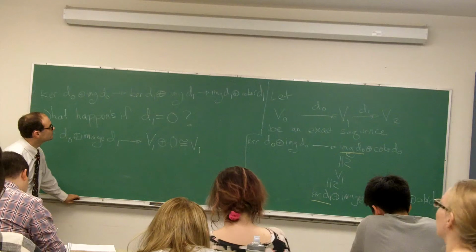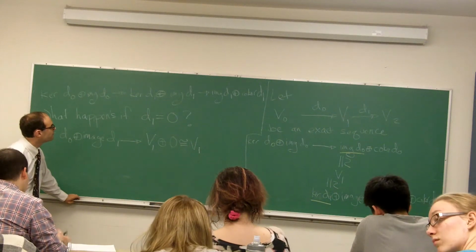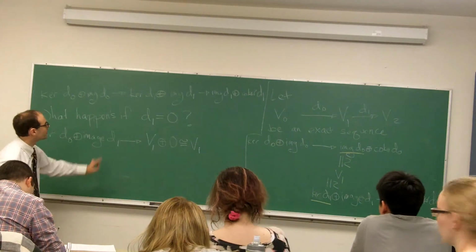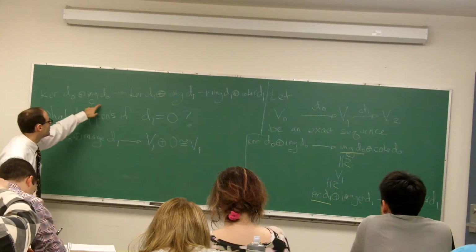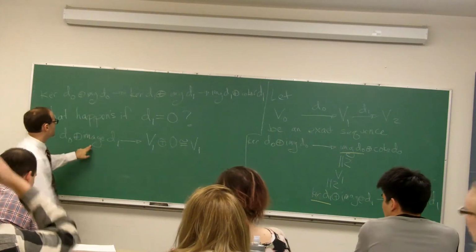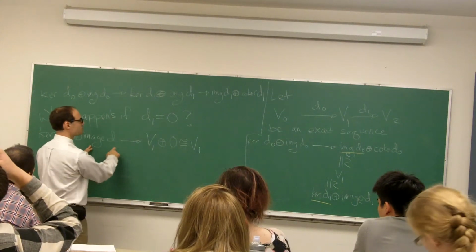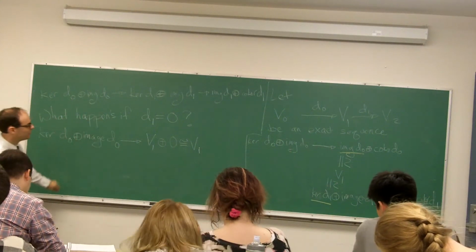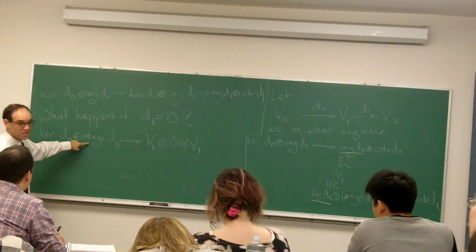But so when between kernel D0 direct sum image D1. No, two lines lower. So you go from there to V1. This is a mistake. This should be D0. Sorry. This was not supposed to change.